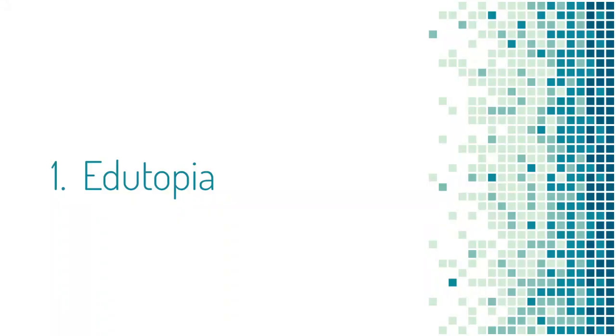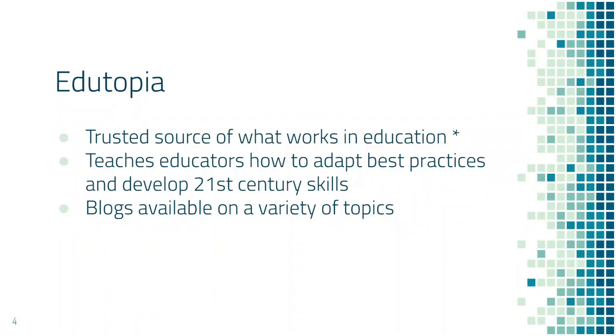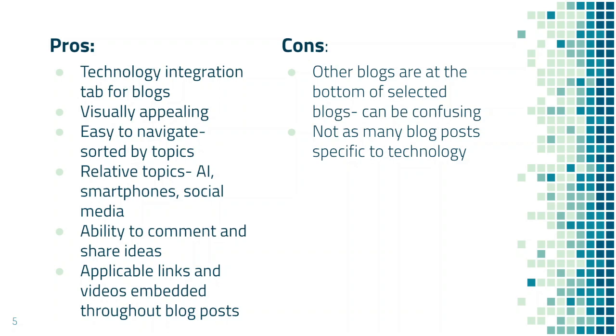The first website that has blogs on it is called Edutopia. According to the Edutopia website, it is a trusted source of what works in education. Edutopia teaches educators how to adapt best practices and specifically how to develop 21st century skills. After taking a look at the website, I noticed there were blogs available on a variety of topics. Now we're going to discuss some pros and cons of Edutopia. Let's begin with the pros.